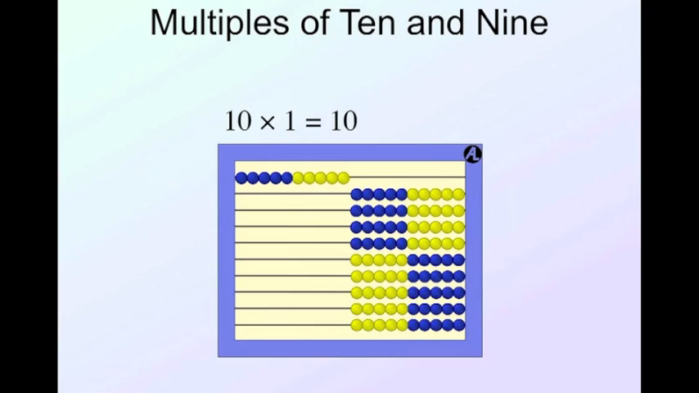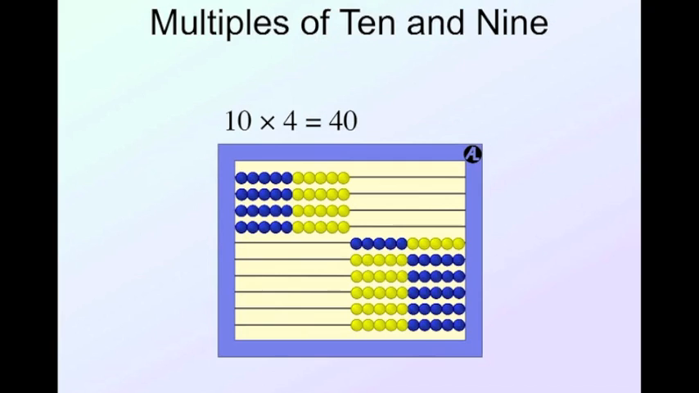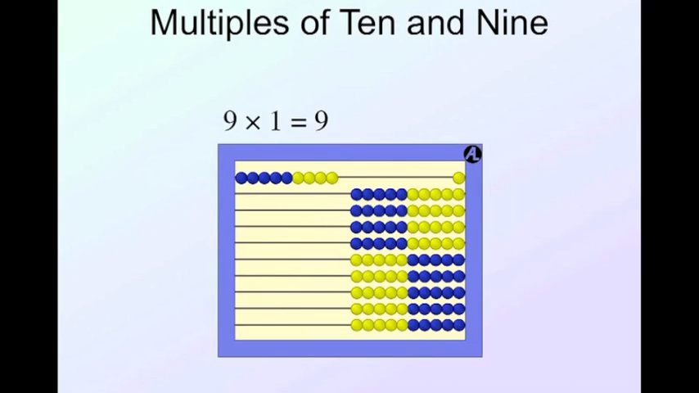Let's look at our multiples of 10 and 9. Well, 10 is, again, another very easy one. 10 times 1, 10 times 2, 10 times 3. This one doesn't take a whole lot to figure out. But the 9s, now that's a little bit different. 9 times 1 equals 9. 9 times 2, I can see again, I've got the 10. And the yellow beads is 8. So my answer is 18.